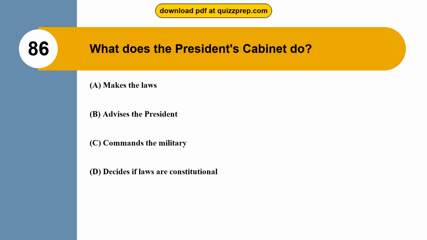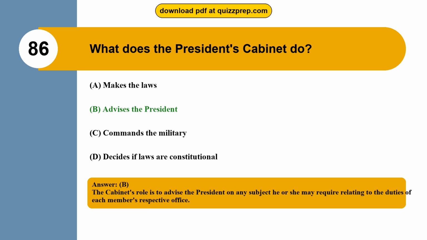Question 86. What does the president's cabinet do? Option A, makes the laws. Option B, advises the president. Option C, commands the military. Option D, decides if laws are constitutional. The correct answer is option B, advises the president. The cabinet's role is to advise the president on any subject he or she may require relating to the duties of each member's respective office.